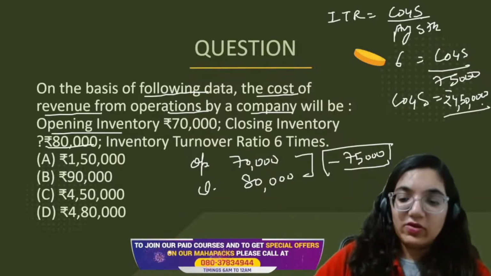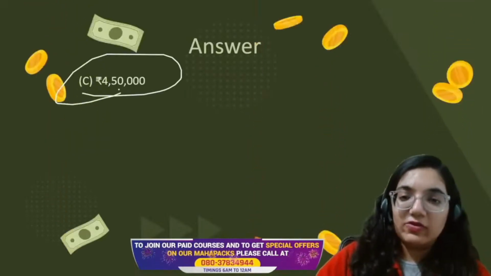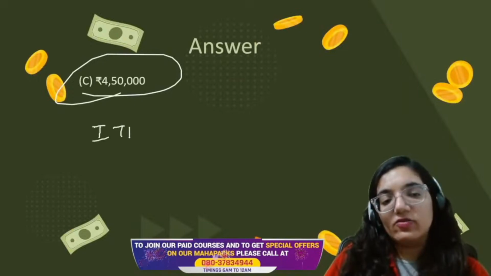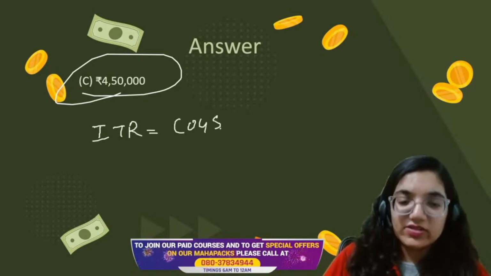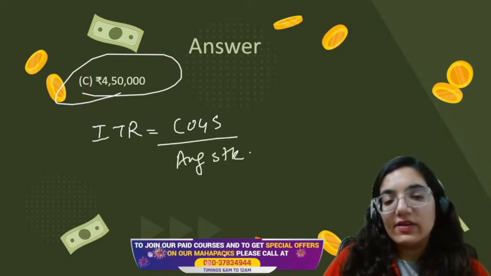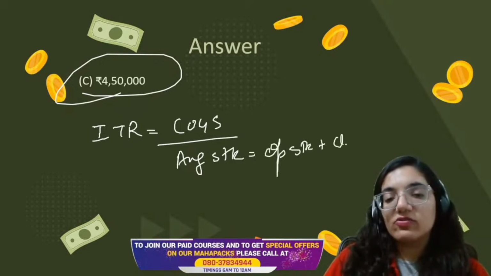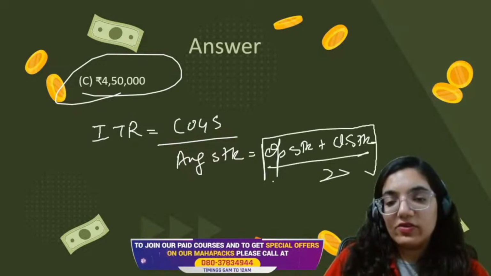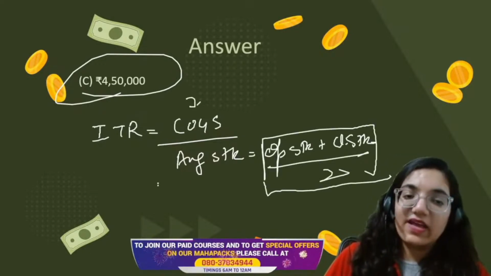Okay, now moving on to the next question, that is 4,50,000. How do we use it? This is called inventory turnover ratio. Inventory turnover ratio can be specified as COGS, that is cost of goods sold, divided by average stock, where the formula for average stock is opening stock plus closing stock divided by 2. This is the formula that we use. By using this formula, we are taking up the COGS as well as the average stock.